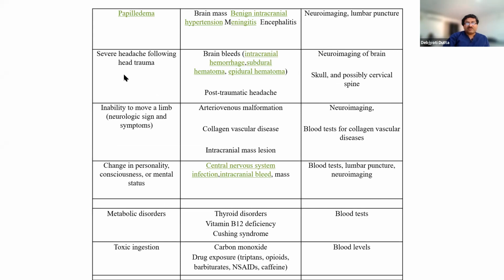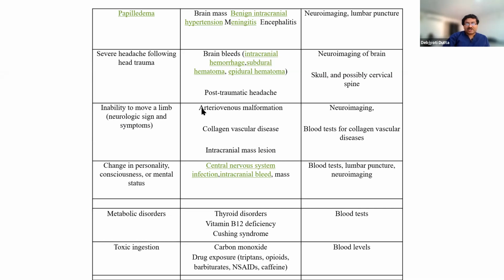Next, severe headache following head trauma. Again, you should consider the brain bleed, post-traumatic headache. So again you need to go for the neuroimaging. Okay, inability to move the limbs. Okay, here we could consider the arteriovenous malformation, collagen vascular disease, intracranial mass lesion. Again we need to go for the neuroimaging and the blood test for the other disorders.